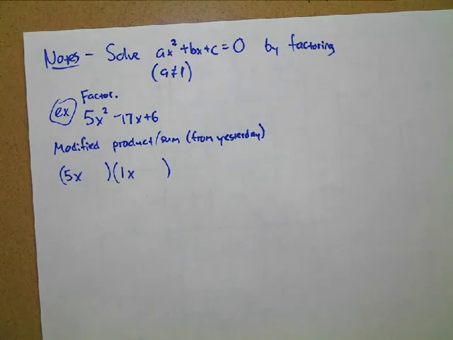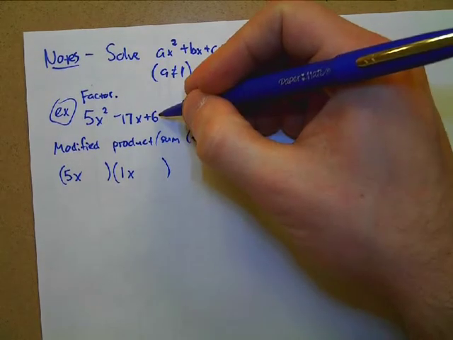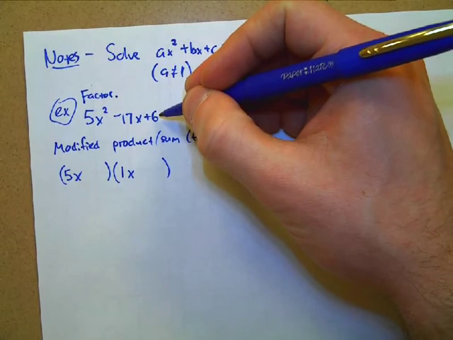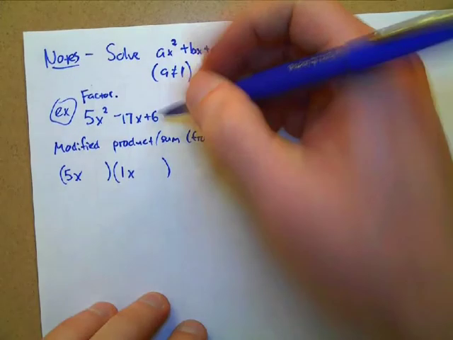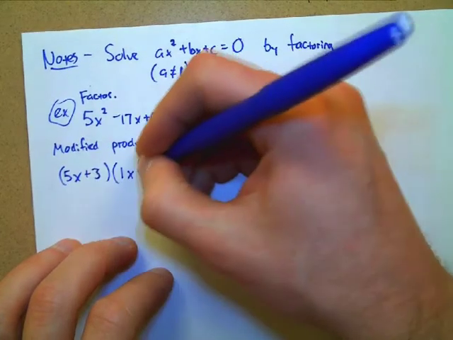We can start the same way we did yesterday, though, by picking two numbers that multiply to make 6. What are two numbers that multiply to make 6? 3 and 2. Let's just use that in that order. So I'll put a plus 3 in here and a plus 2 in here.